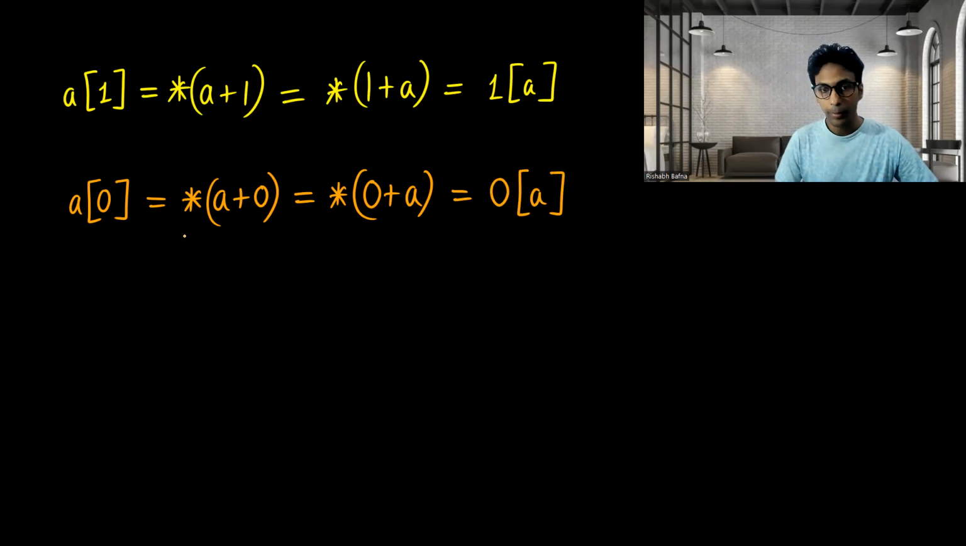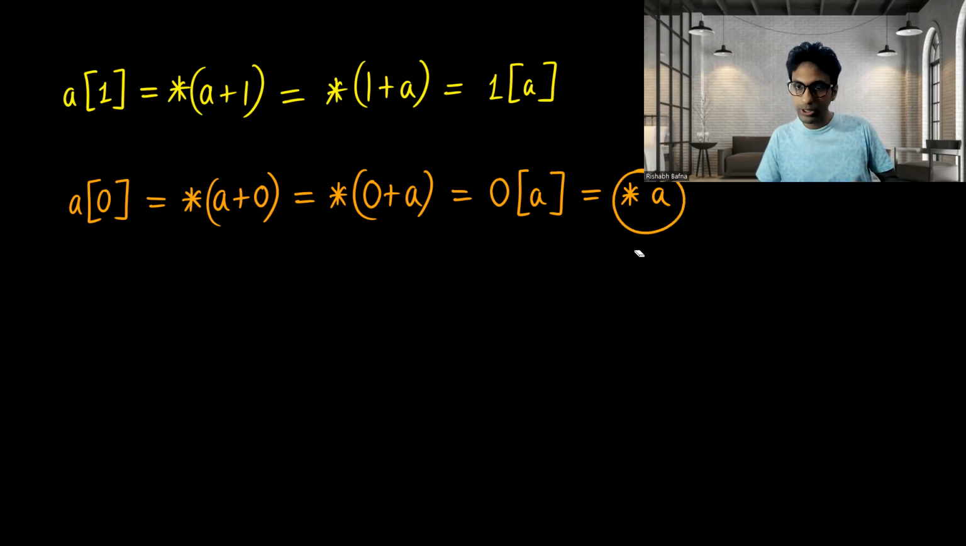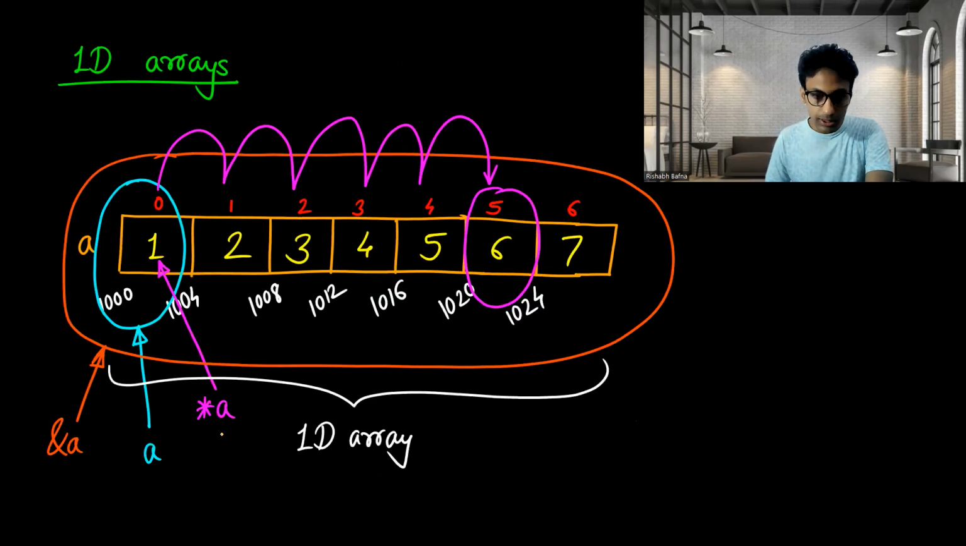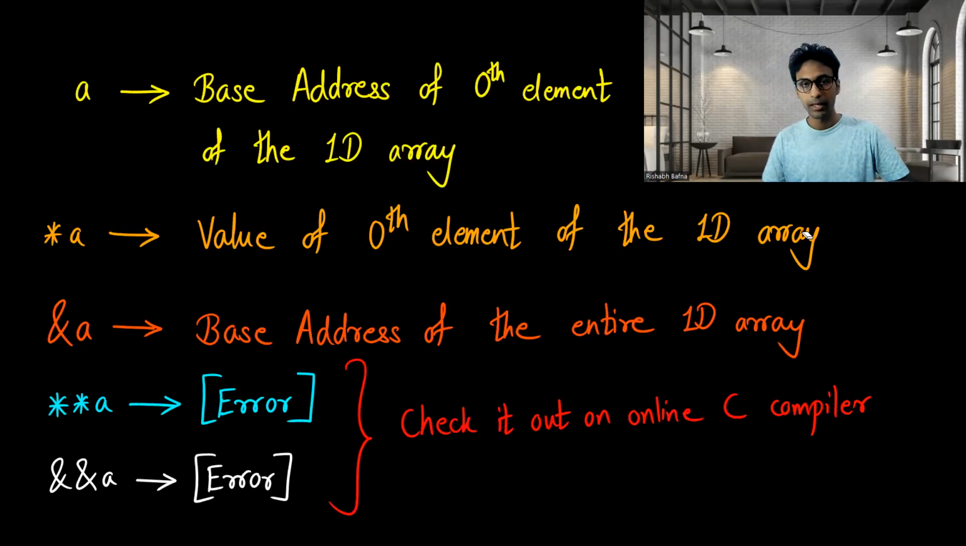Isn't it interesting? Apart from that, if you observe this one, anything added with 0 will be the same thing only. A only. You can also write it as star a, because star 0 plus a or a plus 0 is a itself. A plus 0 is what? A. So star a can also be written. That is why when I mention star a, it is nothing but a of 0, the value of the 0th element. What is star a? It is the value of the 0th element. I hope you are connecting the dots. This concept is very easy.